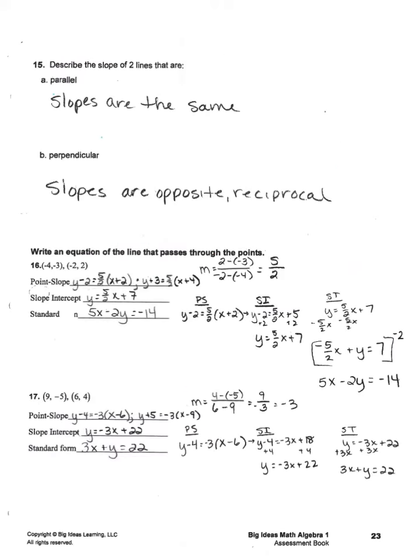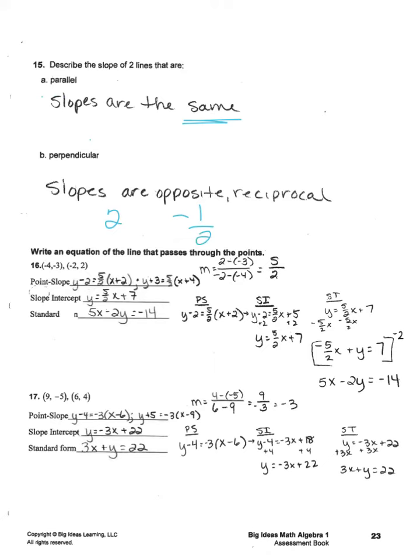In this next section, we're just talking about two slopes. When you have parallel lines, your slopes are the same. When you have perpendicular lines, your slopes are opposite reciprocal. So if you have a slope that is 2, the opposite is going to be negative, and then the reciprocal is 1/2.